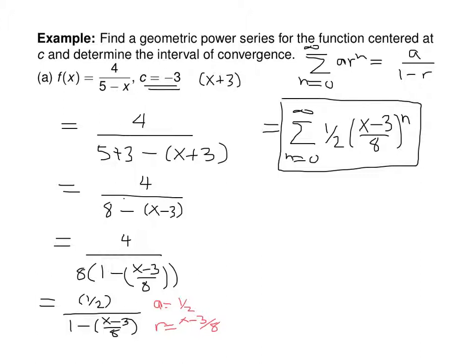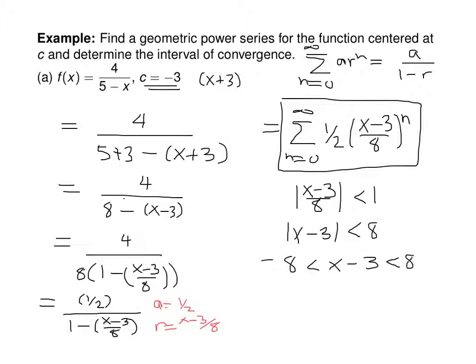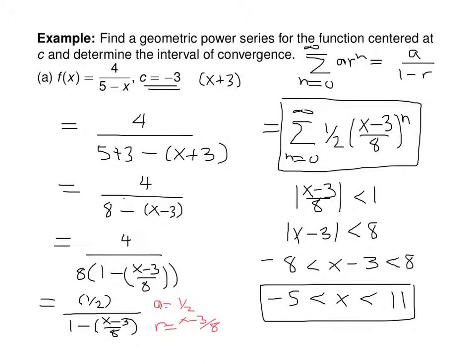And in this case, to find the interval of convergence, the absolute value of x minus 3 over 8 has to be less than 1, or the absolute value of x minus 3 must be less than 8. X minus 3 is between negative 8 and positive 8. And adding 3, we have that x is in between negative 5 and 11. And there's your interval of convergence.